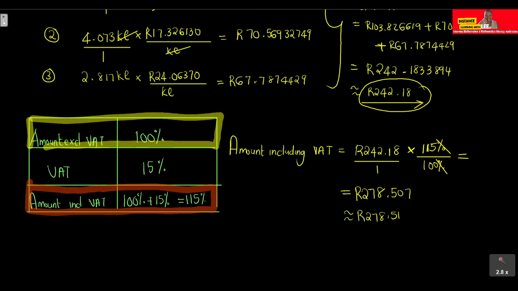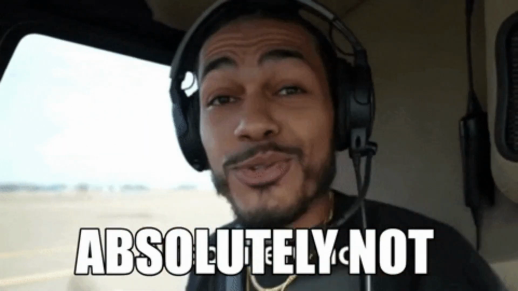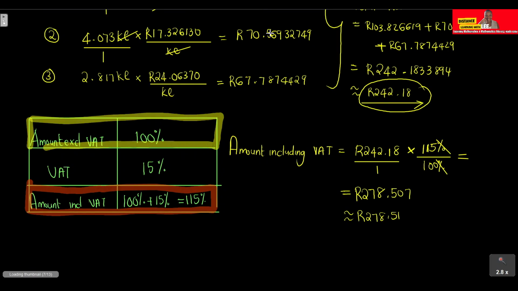So what can we say from this? We can see that what son B claimed was incorrect, because he claimed that it was 258, but we got that the amount including VAT was actually 278. So from here we can conclude that the statement is incorrect. Therefore the statement is incorrect, and we are basically done.